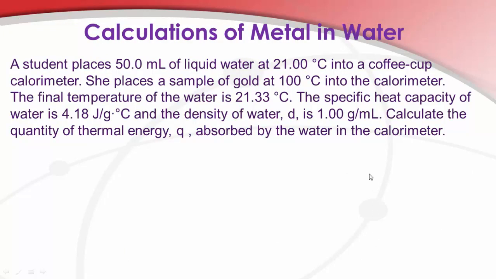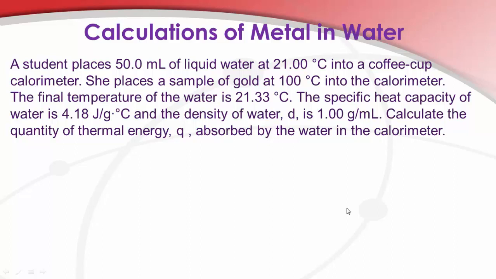And we can do similar calculations working in a calorimeter. In this case, a student takes 50 mL of water in the coffee cup calorimeter, places a sample of gold that's at 100 degrees Celsius into the calorimeter, and then measures the final temperature at 21.33 degrees C. Now, based on that, Q can be calculated, the quantity of thermal energy that's been absorbed by the water in the calorimeter.